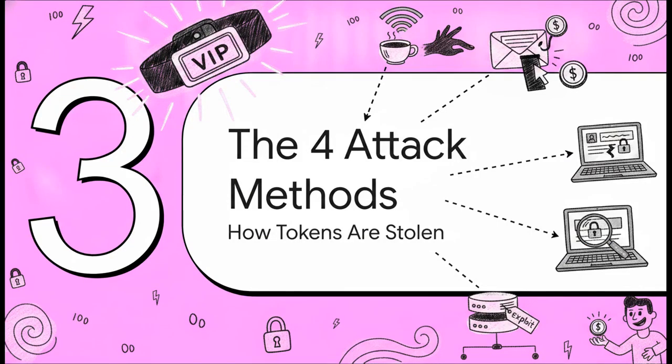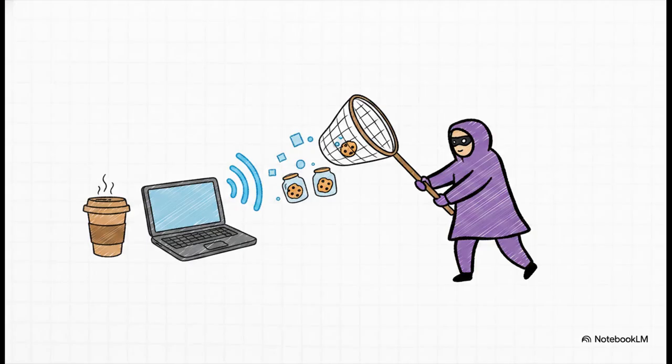Which brings us to section 3, the 4 attack methods. We are going to look at the exact 4 everyday situations where this digital VIP wristband gets snatched right from unsuspecting users. Pay close attention to these. Threat number 1, public Wi-Fi. We all love free Wi-Fi at coffee shops or airports, right? But unsecured networks are incredibly risky.